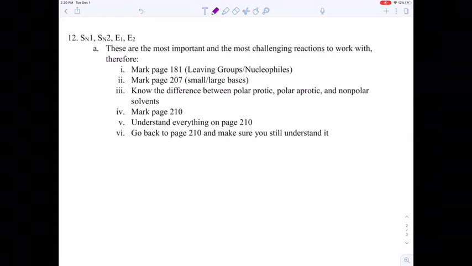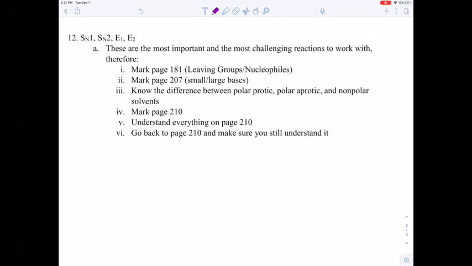Then our special class of reactions, the substitution and elimination reactions, SN1, SN2, E1, E2. These are the most important reactions. They are also the most challenging reactions because they're not always cut and dry. They can give mixtures of products. They can be swayed one way or the other based on temperature, based on the solvent, and all kinds of things.